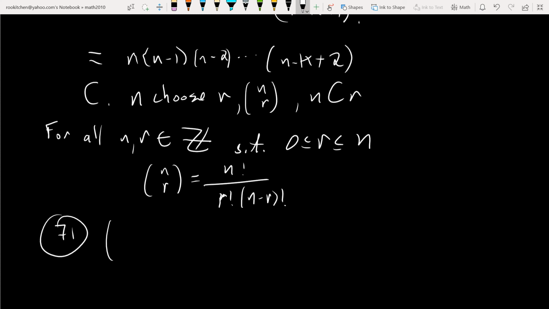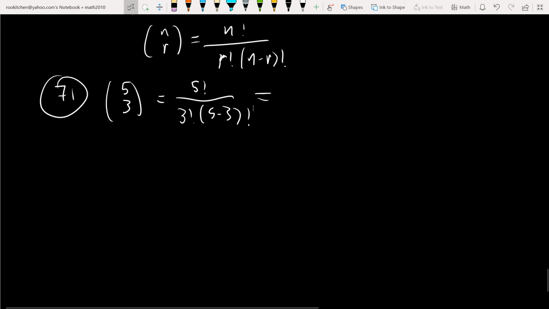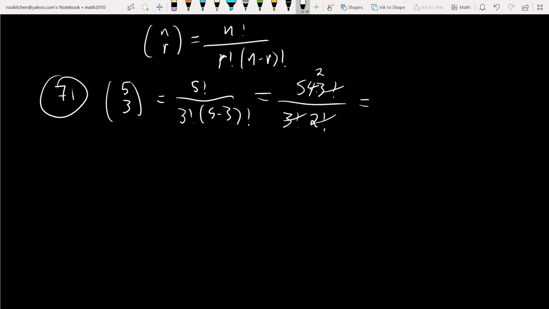71. We have 5 choose 3. So that'll be 5 factorial all over 3 factorial times 5 minus 3 factorial. And then you simplify using order of operations. Upstairs we have, and I probably want to eventually use a recursive definition on this, 5 times 4 times 3 factorial all over 3 factorial times 2 factorial. 5 minus 3 is 2, so that'll be 2 factorial. These will cancel. 2 factorial is the same as 2. 2 goes in the 4 2 times. So we'll have 5 times 2, which is 10.